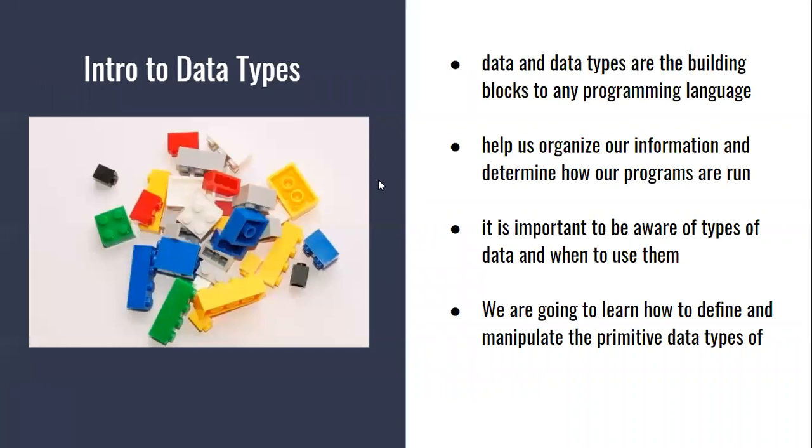So data types. You can almost think of these like pieces of Lego. So you have data, obviously, and you have a type of that data. These are the building blocks to any programming language. You need to know the context of the data. It helps us organize our information and determine how our programs are going to run. It's important to be aware of these types of data and when to use them. And we're going to learn how to define and manipulate the primitive types of data.